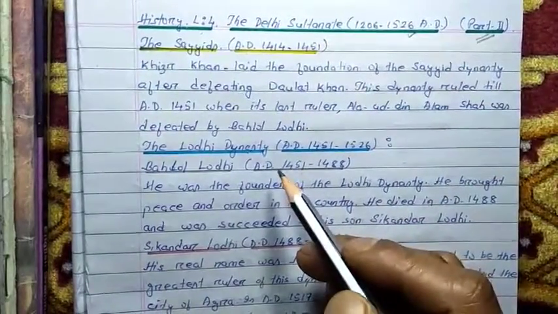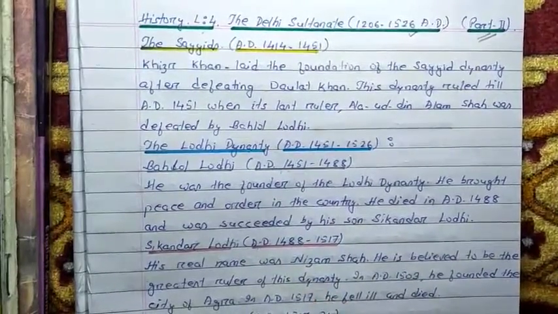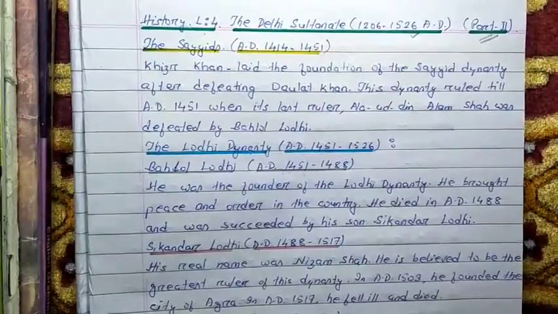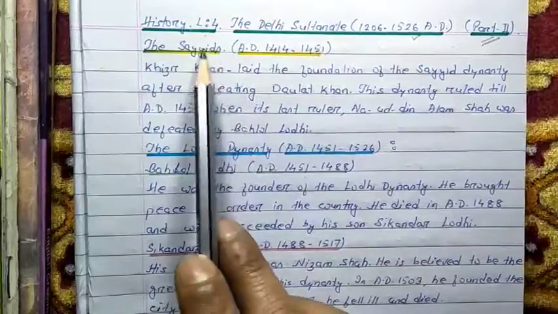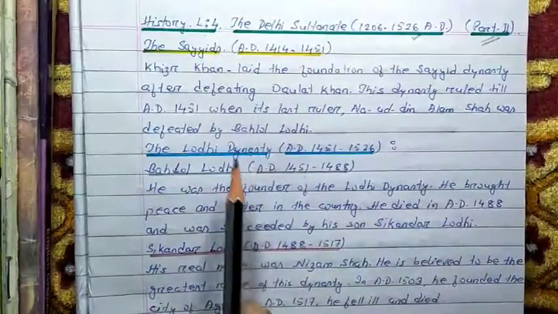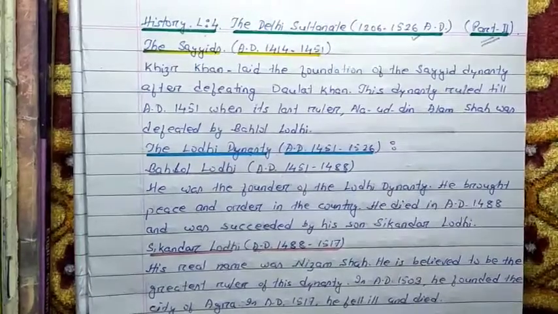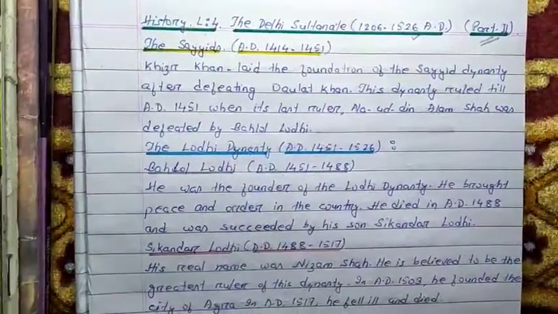In our previous video, we have already discussed the slave dynasty and the Khalji dynasty. In this video, we shall be dealing with different points. We shall be studying the Sayyid dynasty. We shall be discussing the Lodi dynasty. We shall be discussing the causes of the downfall of the Delhi Sultanate. We shall be discussing the administration and the resource mobilization.